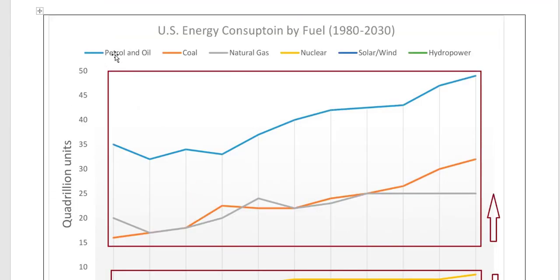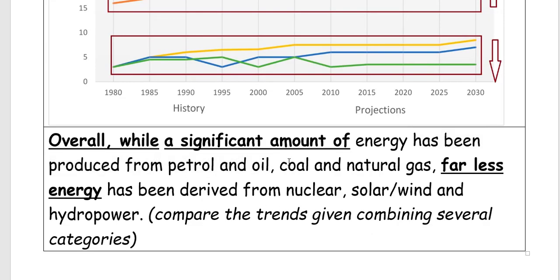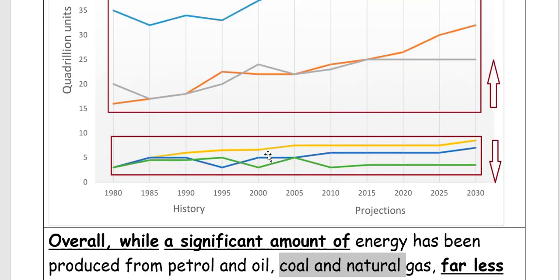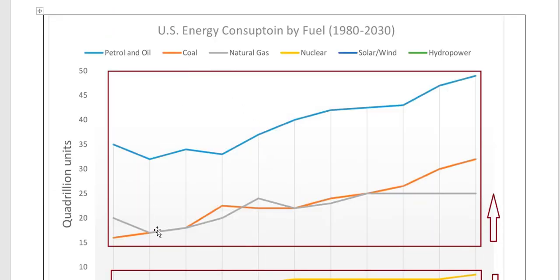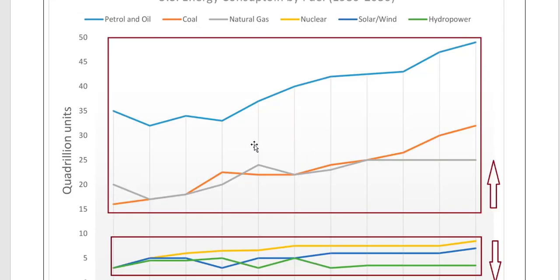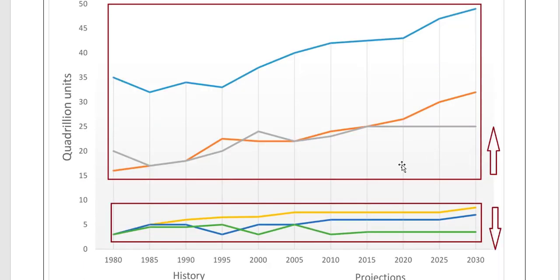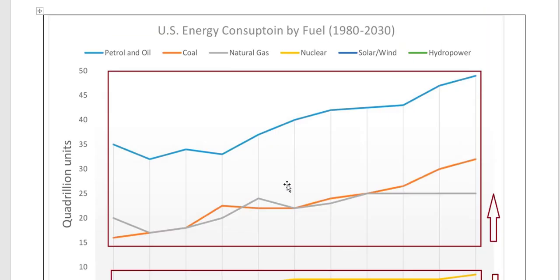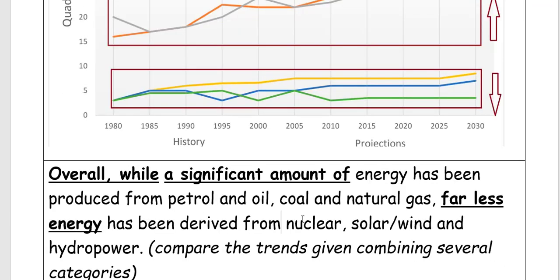Look at this carefully. We have petrol and oil, okay? And then we have coal and natural gas. We have coal, right? And we have natural gas. So we have combined all of these energy sources, okay? And why? Because they have significantly higher figures than the figures for the other kinds of energy sources.